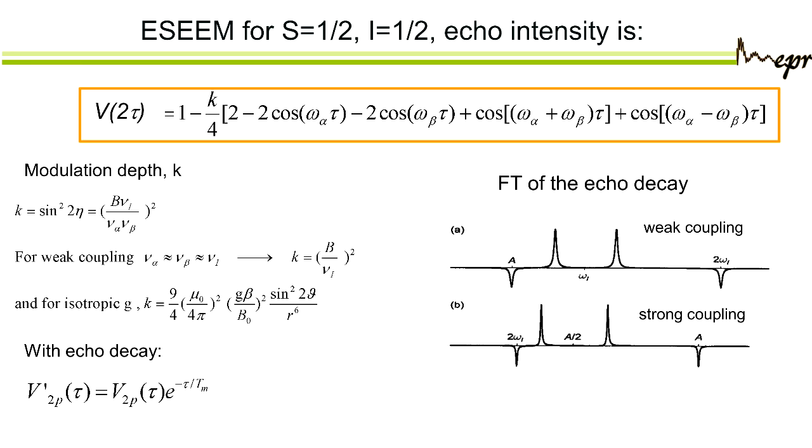Now, if you have strong coupling, then it goes like this. The center line is split by twice the Larmor frequency, and it's centered at A over 2. And then the small peaks are the sum and difference, and this time they give you A and 2 omega I. So you have this information.